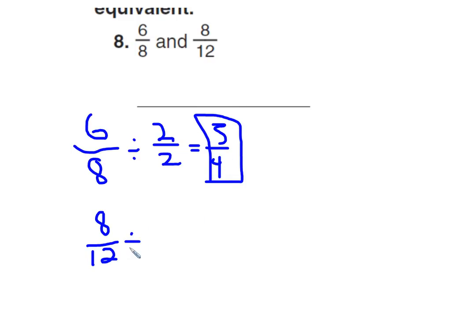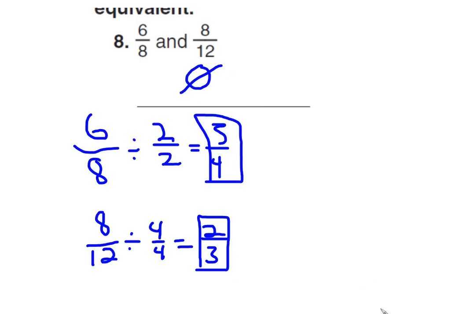Can I simplify this anymore? No. How about this one? What's a common divisor between 8 and 12? Well, 2 works. 3 doesn't work. It works for 12, but not for 8. And 4 works. 8 can be divided by 4, so can 12. I think that's my greatest one. So I'm going to divide each one by 4. 8 divided by 4 is 2. 12 divided by 4 is 3. 2/3. 2/3 and 3/4 are not equal to each other. So these are not equivalent fractions.